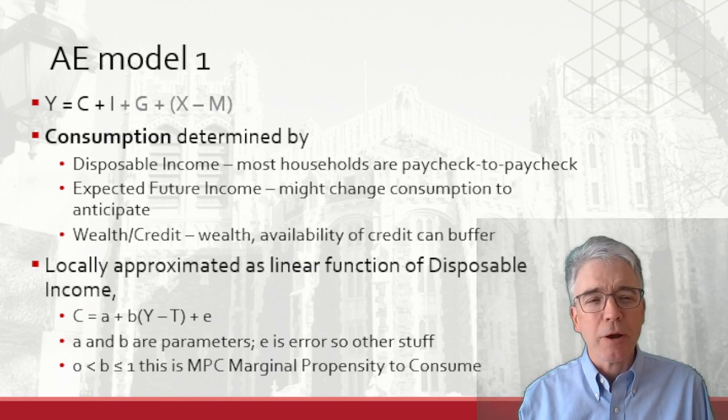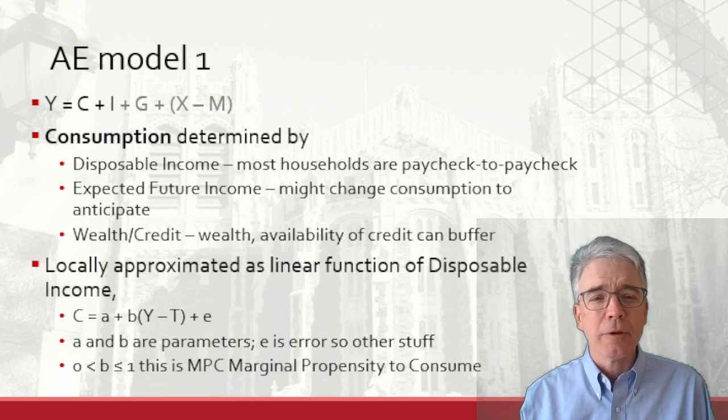But we'll locally approximate consumption as a linear function of disposable income. Model consumption as C equals A plus B times (Y minus T) plus E. A and B are parameters. E is just the error term. We'll relegate all that other stuff into the error term. A is autonomous consumption, the intercept term. Then, next step, we ask, okay, how much does consumption change when income goes up by $1? We call that the marginal propensity to consume.